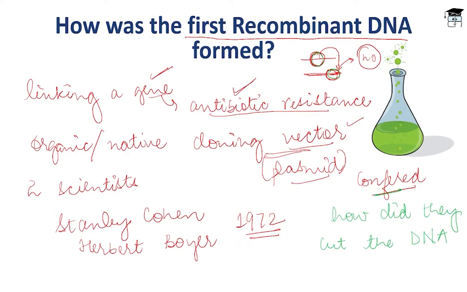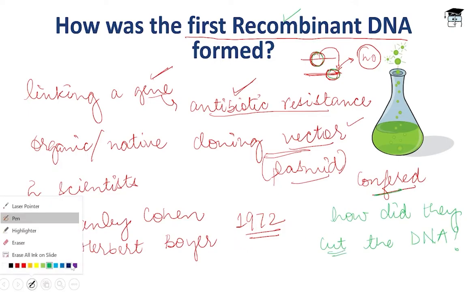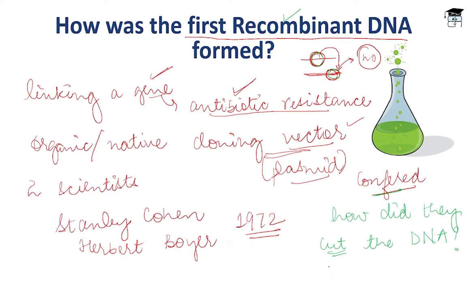So what are they doing? They're basically cutting the genes. But how are we cutting the genes? If you remember, in the very beginning of the video, I said that we will cut the DNA into small fragments, we will combine those fragments and we will produce the new DNA. What is the new DNA? Recombinant DNA, right? But how are we cutting the DNA? We are cutting the DNA with the help of molecular scissors.